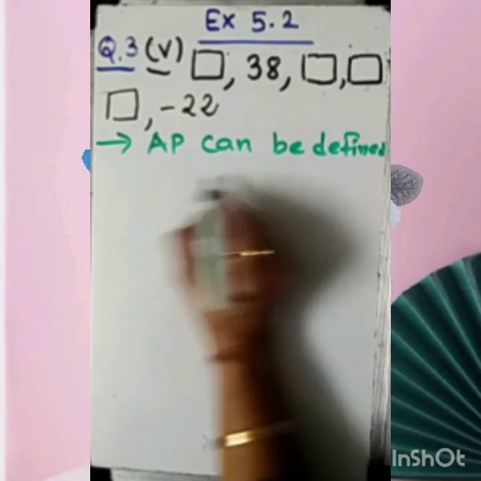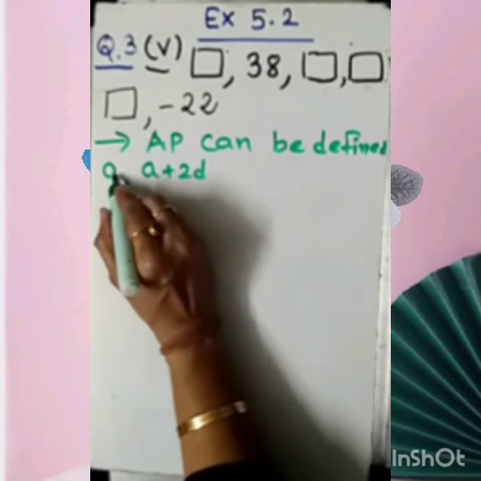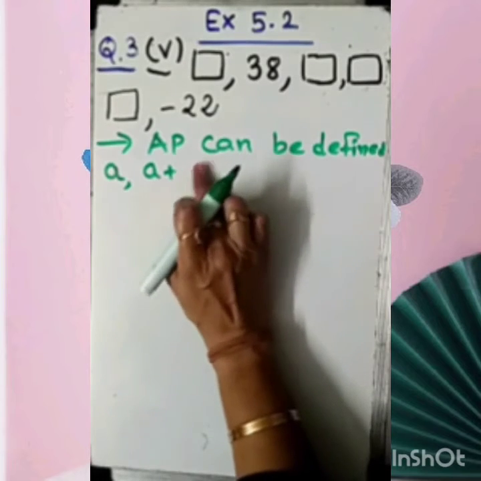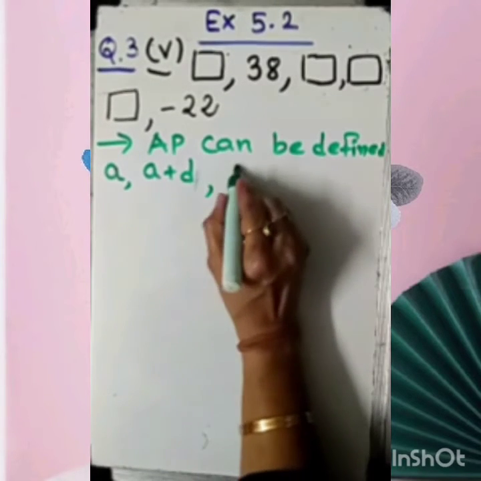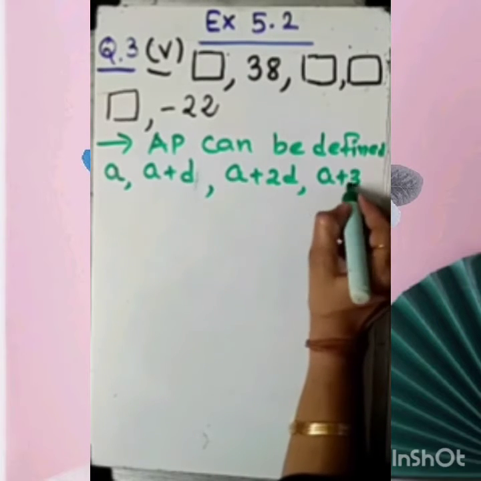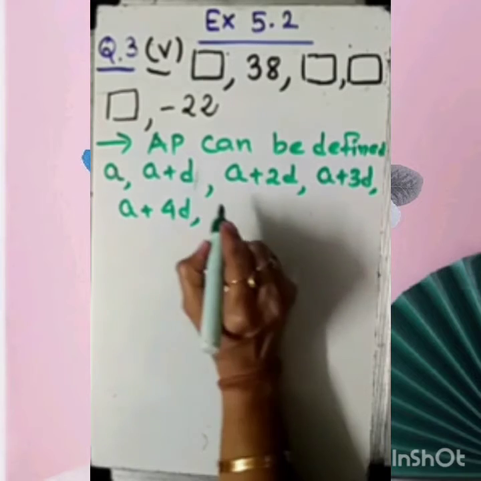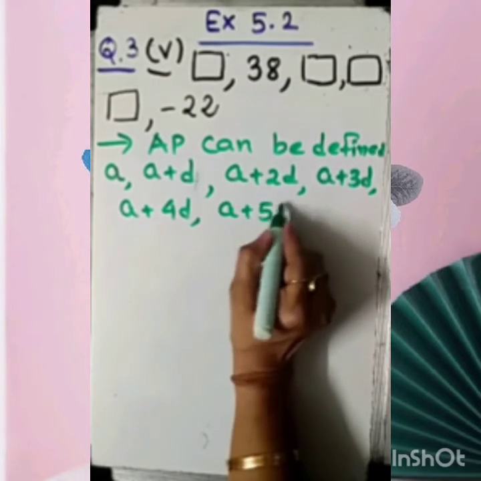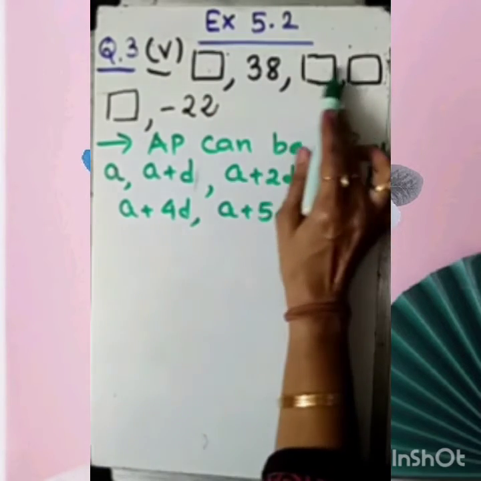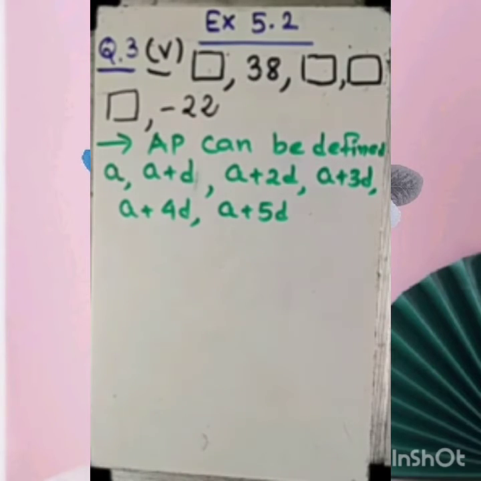For that, first term is A, second term is A plus D. Third is A plus 2D. Fourth is A plus 3D. Then A plus 4D and A plus 5D. Here total 1, 2, 3, 4, 5, 6 terms are there. So we can compare this with that. So what do we have as a result? Let's see.